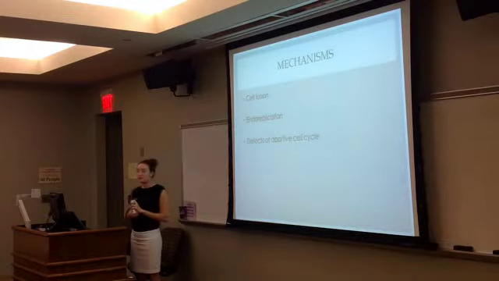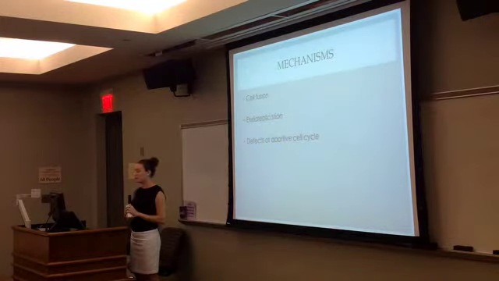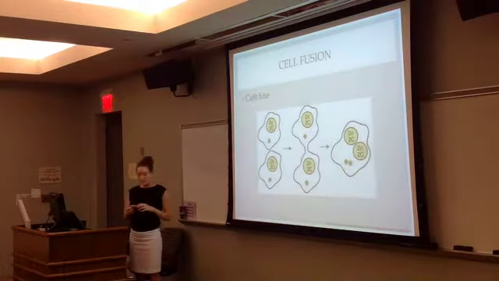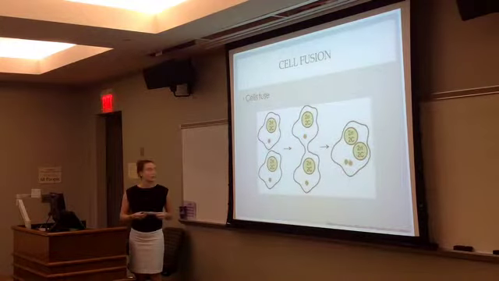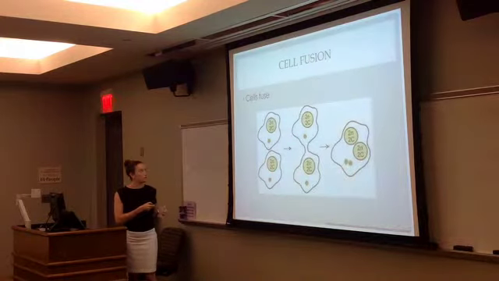There are three mechanisms by which animals can become polyploid: cell fusion, endoreplication, or defects of the abortive cell cycle. Cell fusion is when two cells fuse together to form a polyploid organism. In this diagram, you can see that two diploid cells fuse together in order to form a tetraploid cell.